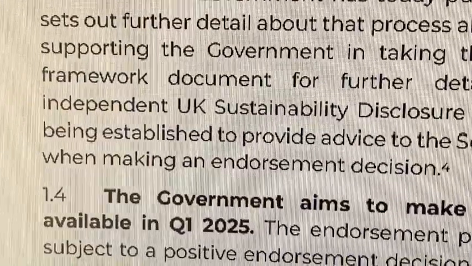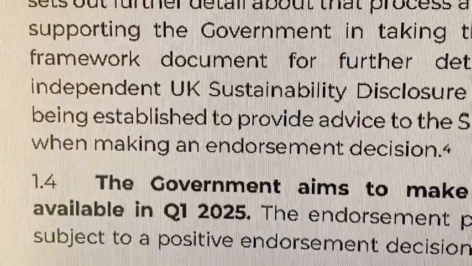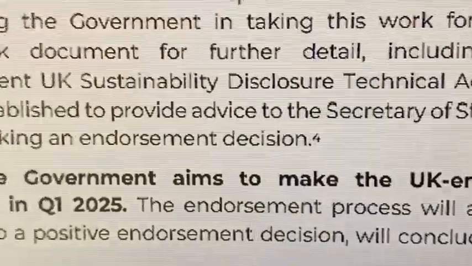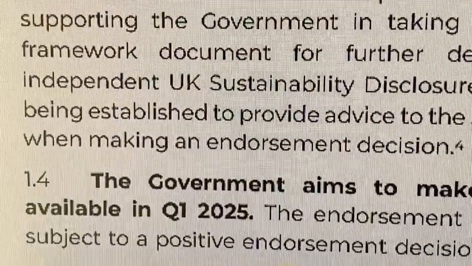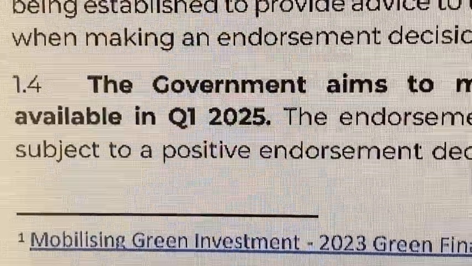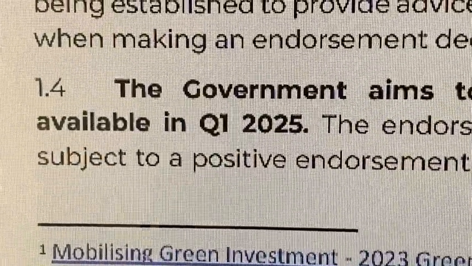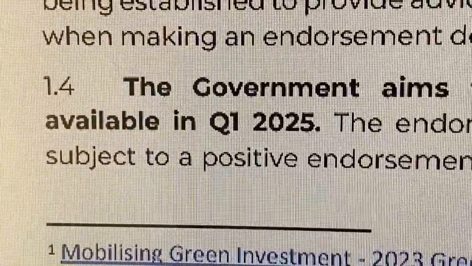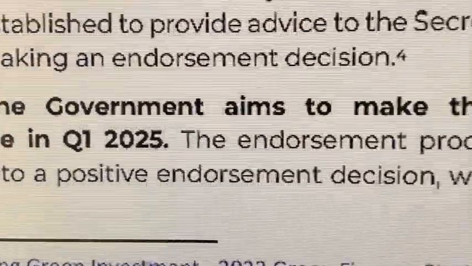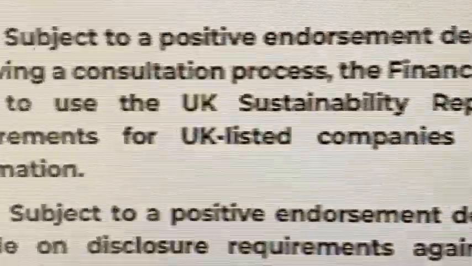So at the moment, there's 5 components of the SDR, Sustainability Disclosure Standards. So the first one is the IFRS Sustainability Disclosure Standards that I've already touched on or went into detail in the last video. And as it explains here, this is a key point of reference. The government aims to make the UK endorsed ISSB standards available in Q1 2025. So that's not long away, that's just after the end of the year. The endorsement process will assess the standards and, subject to positive endorsement decision, will conclude with the publication of the UK endorsed standards that will be known as the UK Sustainability Reporting Standards.